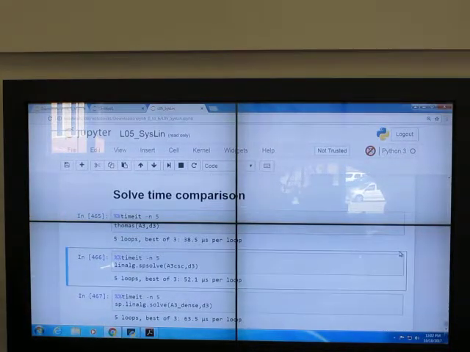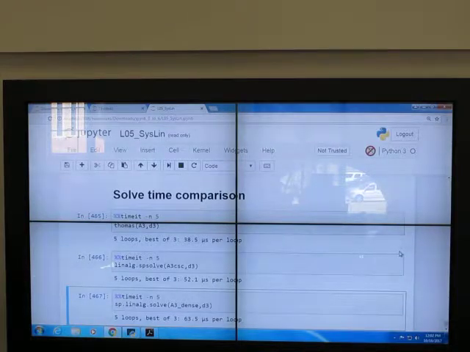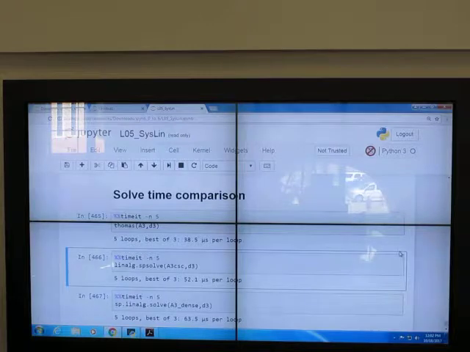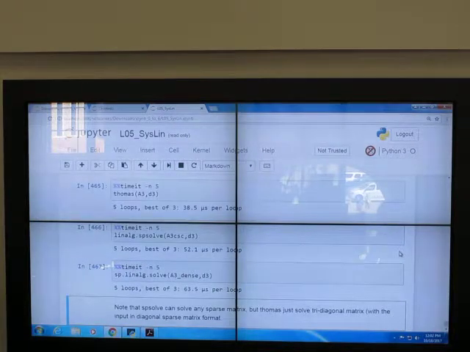Okay. What about in the dense form? In the dense form, it's slower than solving in the sparse form. Okay? Solving in the dense form, not that fast. Note that SP-solve can solve any sparse matrix, but Thomas just solves tridiagonal matrix with the input in diagonal sparse format for it. Done.